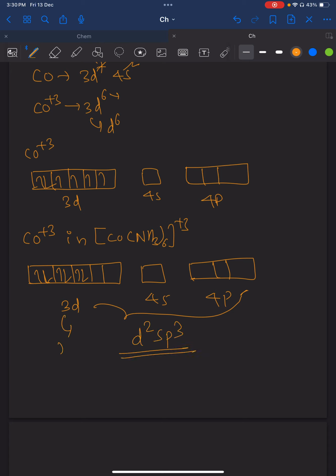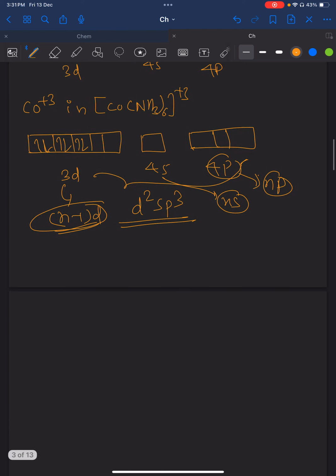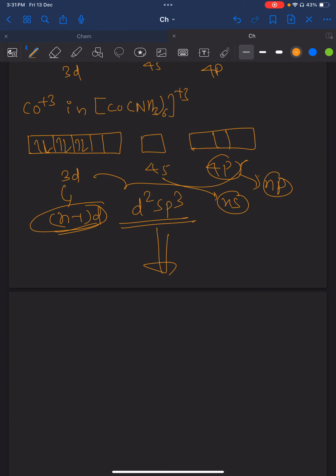So the (n-1)d orbitals, ns and np, the first set which we have studied, undergo hybridization and form hybrid orbitals. How will they form? So 6 orbitals, 1, 2, 3, 4, 5, 6, are used, so 6 new hybrid orbitals are formed.